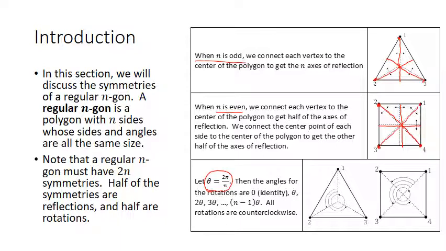So the different angles for the rotations are going to be 0, first of all, that's the identity. You can also get the identity by going all the way around. And then theta itself, and then 2 theta, 3 theta, and so on up through n-1 theta. Then if you went all the way to n theta, that would be all the way around the circle, so that would be the identity again. And all of those rotations are performed counterclockwise. A clockwise rotation is also a symmetry of the n-gon, it's just that you can get the clockwise ones from the counterclockwise ones. Okay, so that is the symmetries of a regular n-gon.